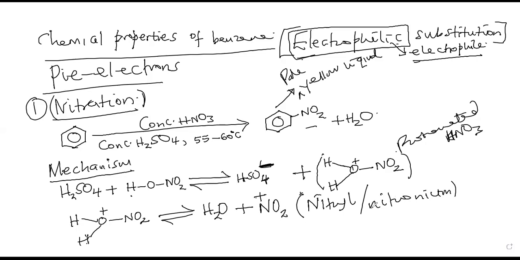Now, what we shall do. These two equations, a student who writes them will get a mark. But a student who has understood the concept, who knows that ideally we shall form a nitronium ion, can generalize these two equations and write one equation.